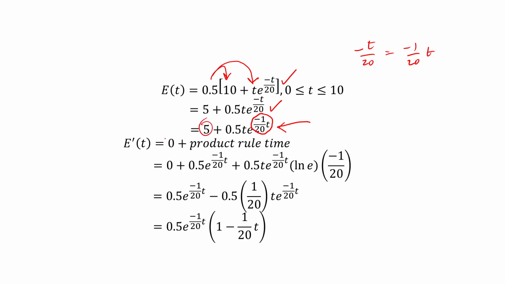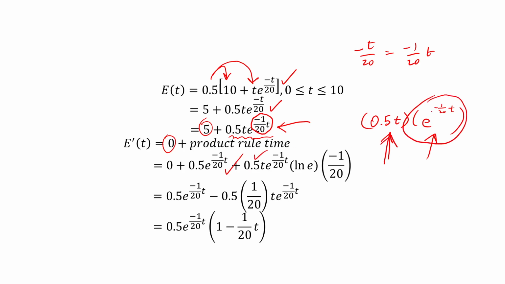So the derivative of 5 is 0. But then we're going to determine the derivative of 0.5t times e to the exponent negative 1 over 20t. And to do that, we're going to use the product rule. So this is the expression 0.5t and then e to the exponent negative 1 over 20t. That's what we're about to differentiate. So we'll determine the derivative of the first and multiply it by the second. And so that gives us our 0.5 e to the negative 1 over 20t. And then we will add that to the first times derivative of the second.